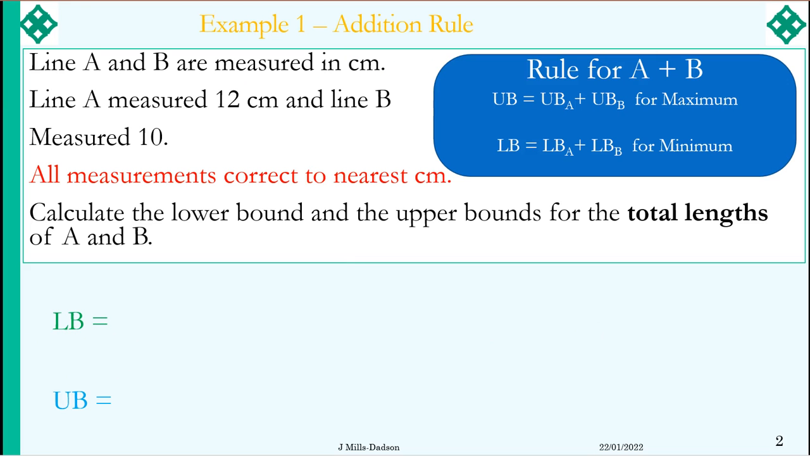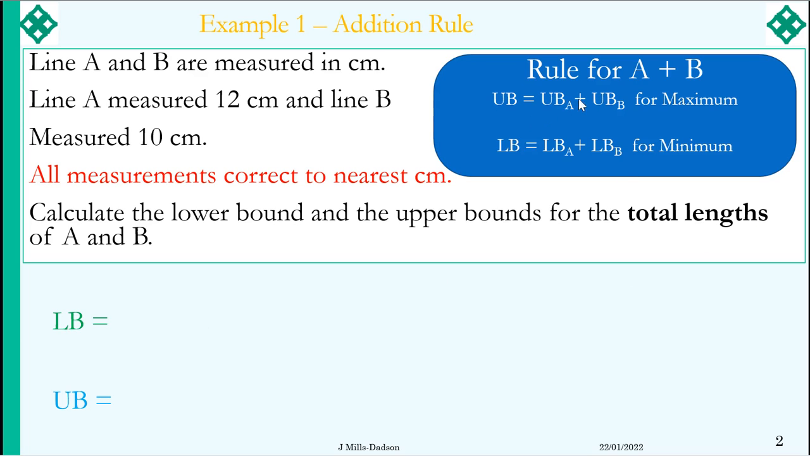How do we add two numbers using bounds? Lines A and B are measured in centimeters. Line A measured 12 cm and line B 10 cm. All measurements are correct to the nearest centimeter. Calculate the lower bound and the upper bound of the total lengths of A and B. So here we are supposed to add.